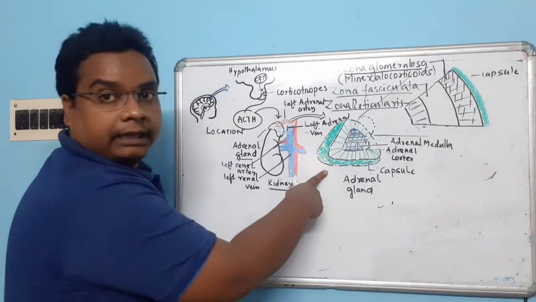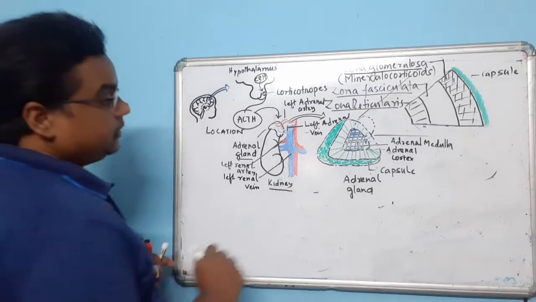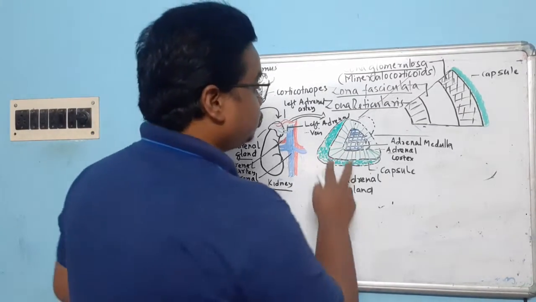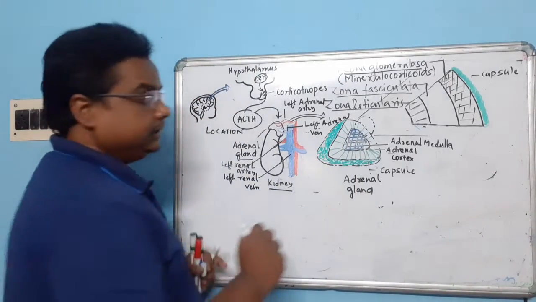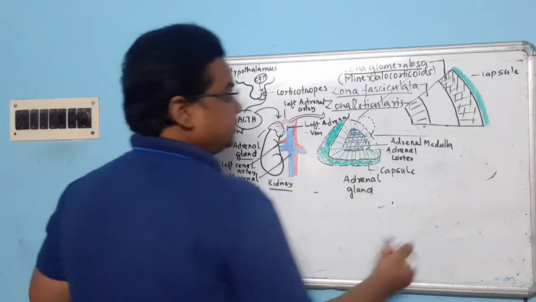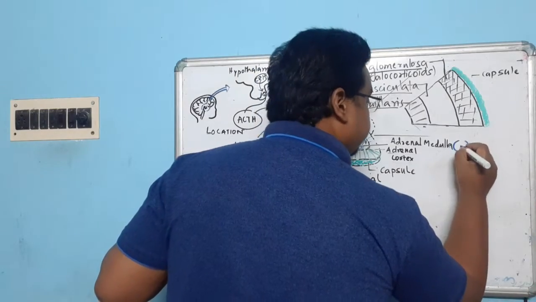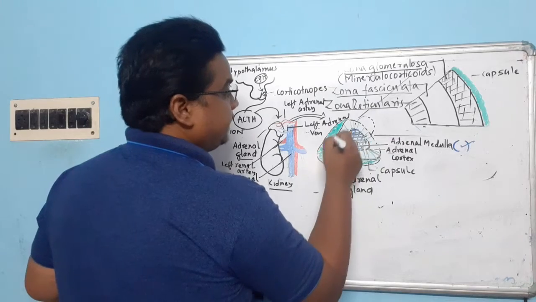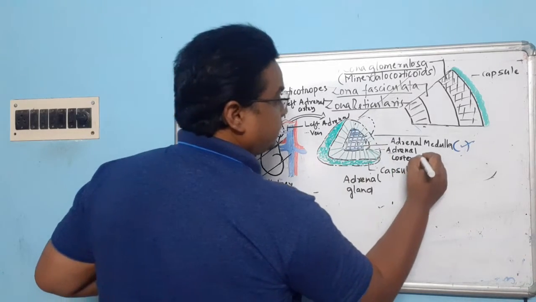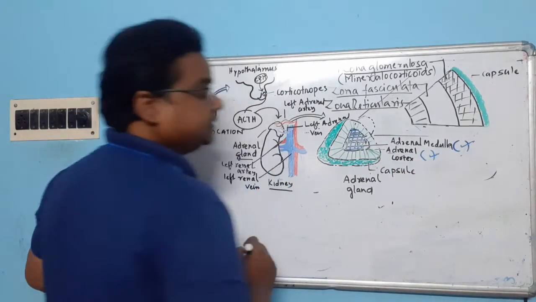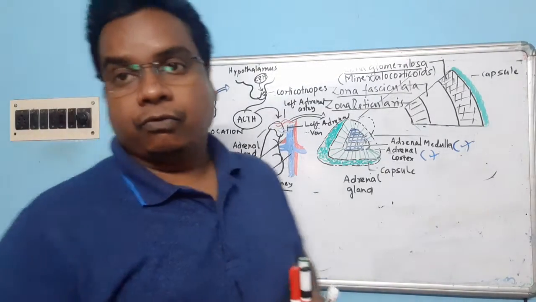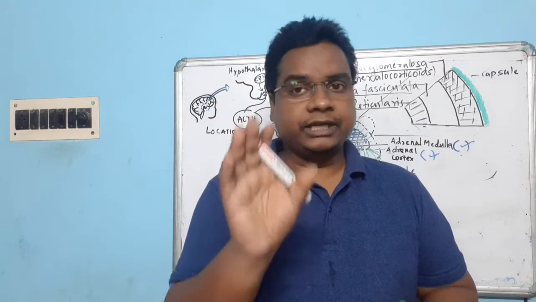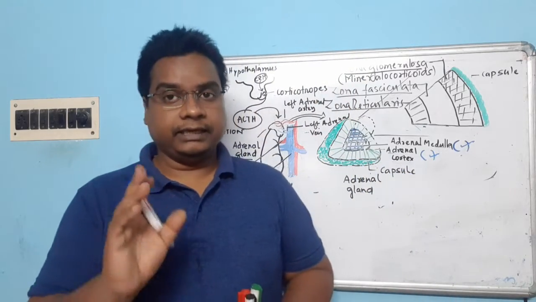This is the adrenal gland. If you see the transverse section of the gland, you will find that it has two areas. The innermost area is known as the adrenal medulla. The outer area, which mostly covers the gland, is known as the adrenal cortex. So the adrenal gland has the innermost adrenal medulla and the adrenal cortex.